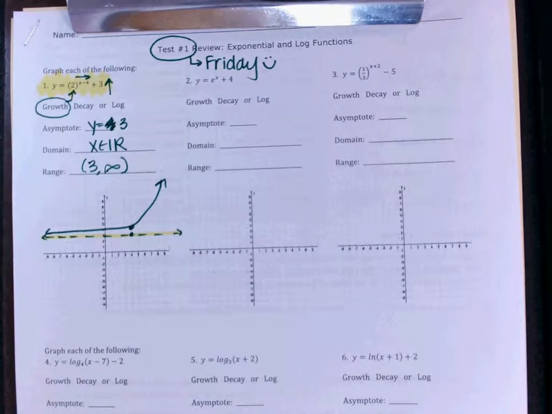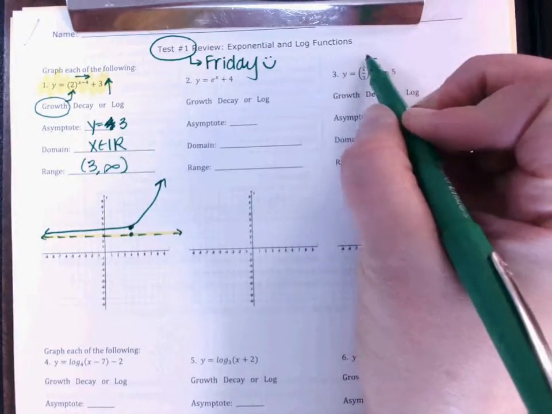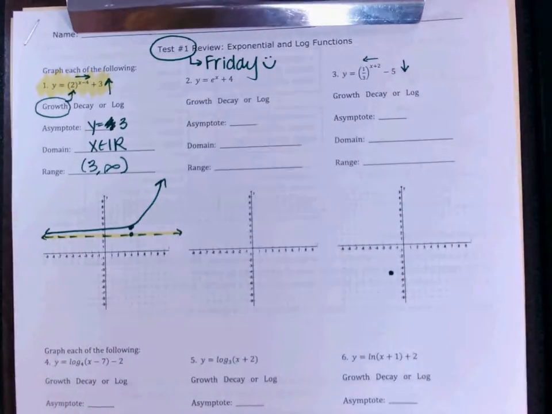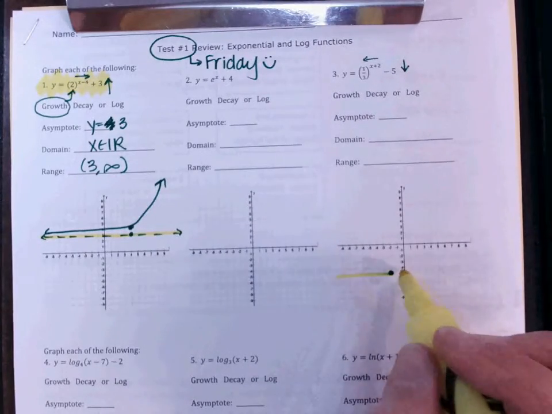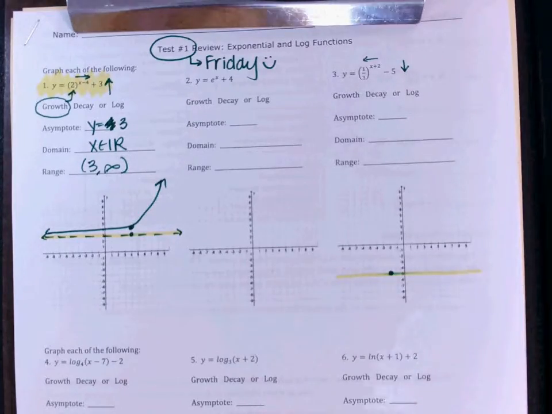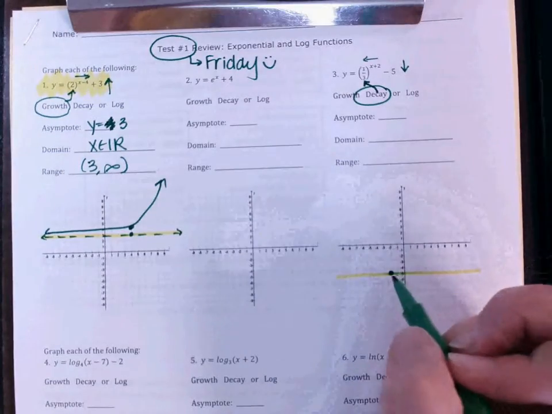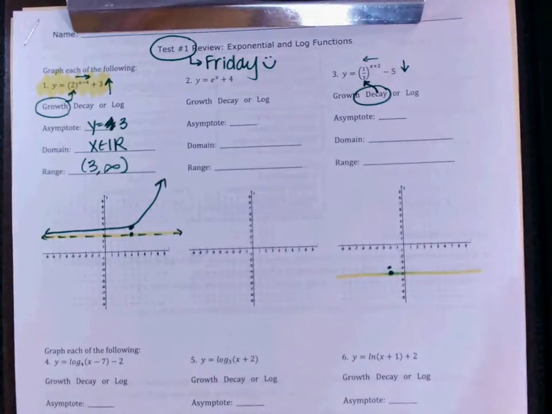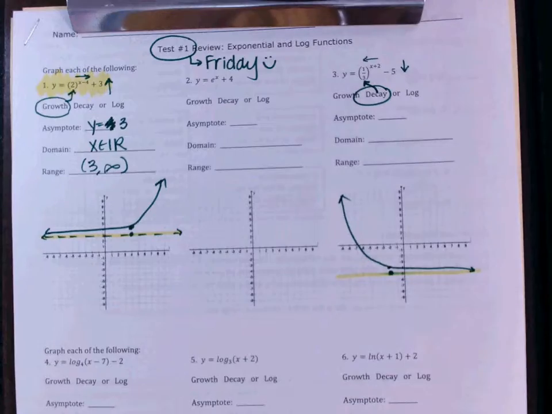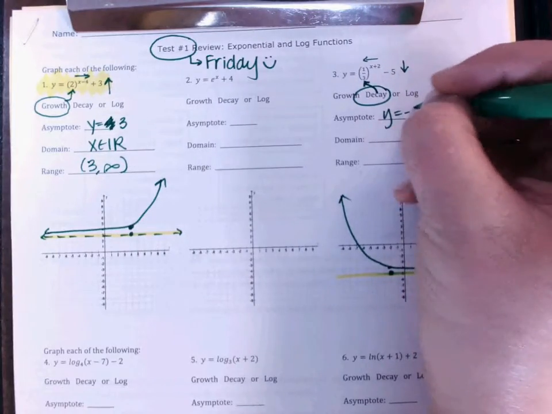Okay, the other one we're going to do is number 3. Where is my shift going to be? Left 2 and down 5. Left 2, down 5 is here. Draw in your flat line. And then will this be growth, decay, or log? Decay. How do you know decay? Because a 1/3 is less than 1. It'll be decay. Then I go up 1 from my dot. And then remember, your decay graph curves down towards the asymptote line. And then my asymptote, if I moved it down 5, is y equals -5.